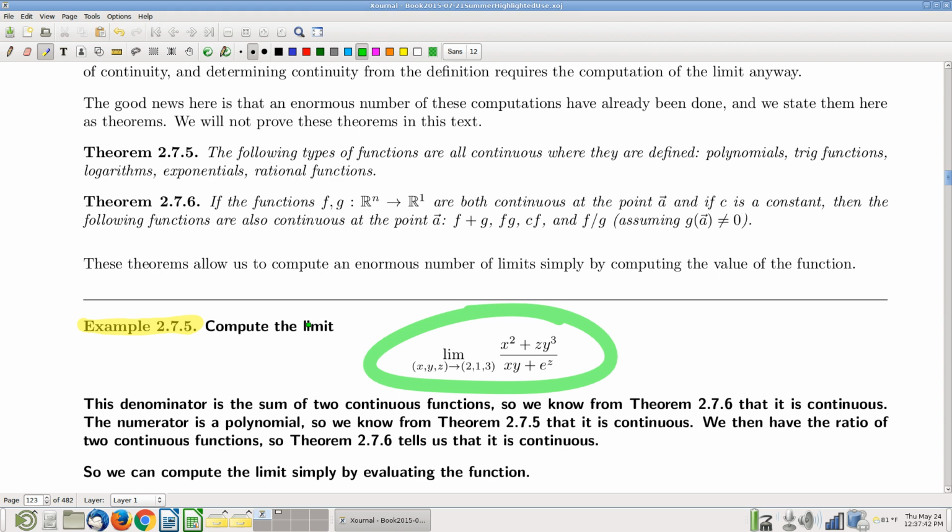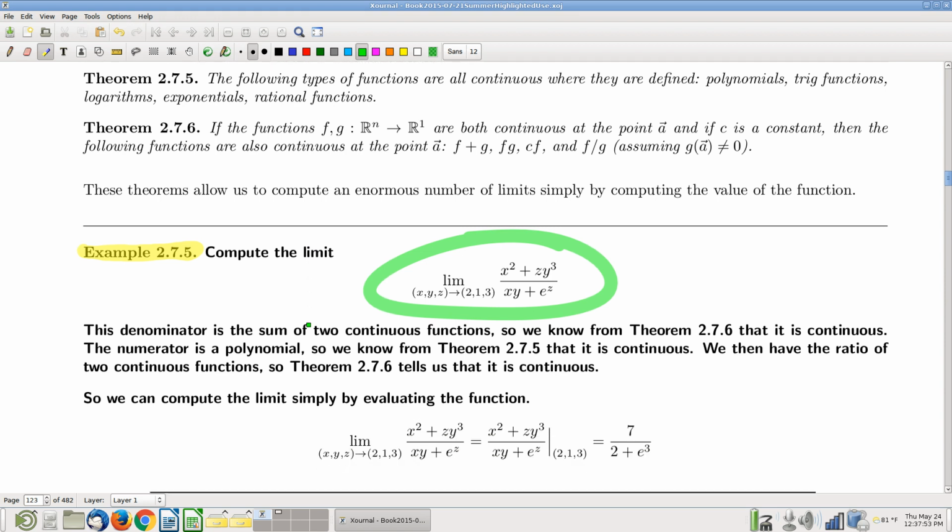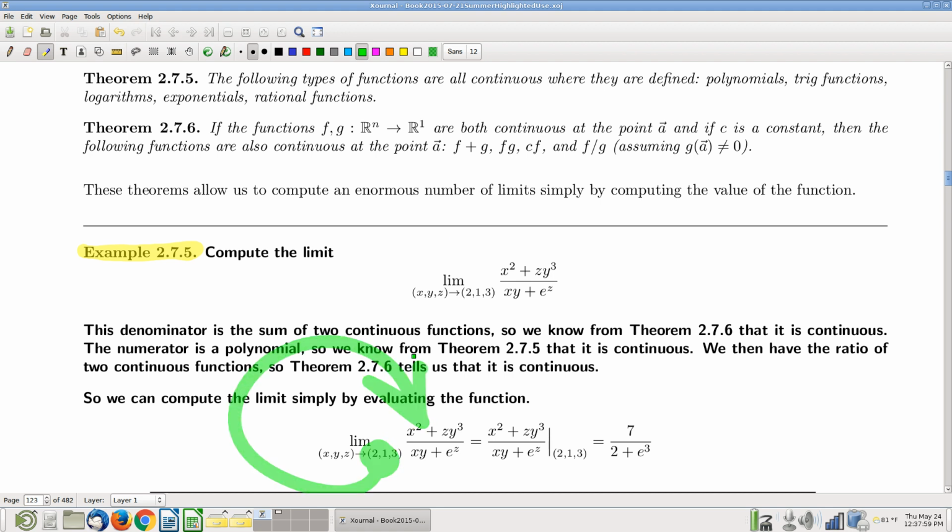Right? So what we have here is a fraction of 2 known continuous functions. Then we cite this result up here about f over g, fractions. Check that the denominator is not equal to 0 at the point in question. This is a continuous function. So we can compute that limit by the plug-in formula. I'm just going to take these values 2, 1, 3 and stick them in there and see what you get. That's the limit.